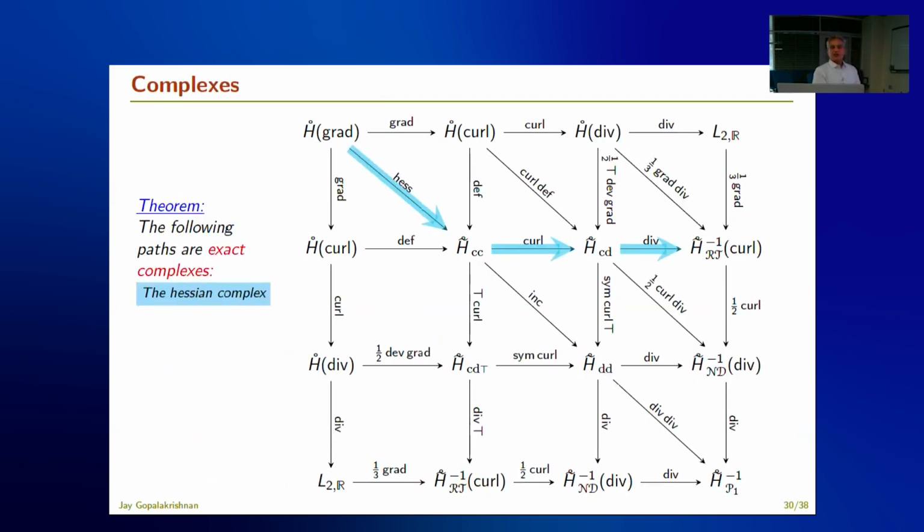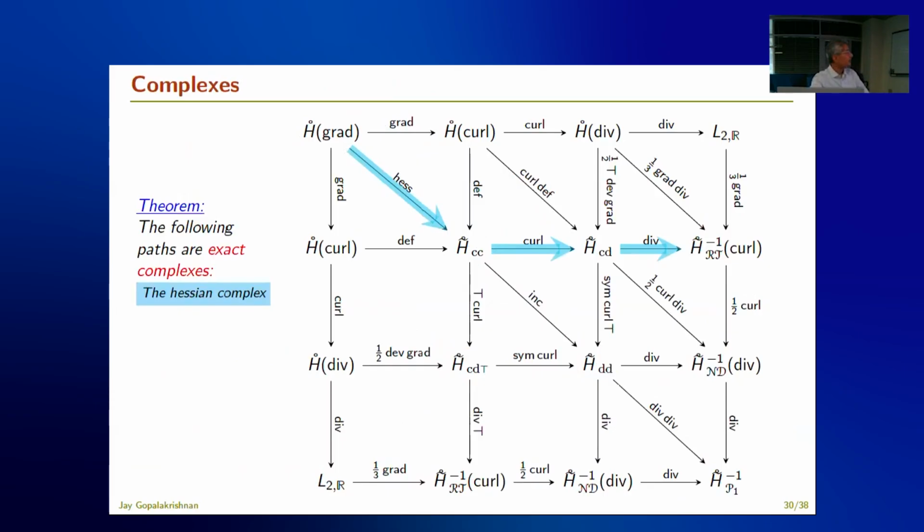So here's the first complex. From this two complex structure, this rectangular commuting diagram, if you start with the Hessian and go this way, you get something called the Hessian complex or a low regularity version of the Hessian complex. The Hessian complex, others have exploited it with smoother spaces for other purposes.